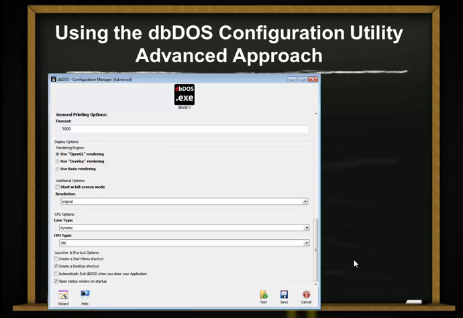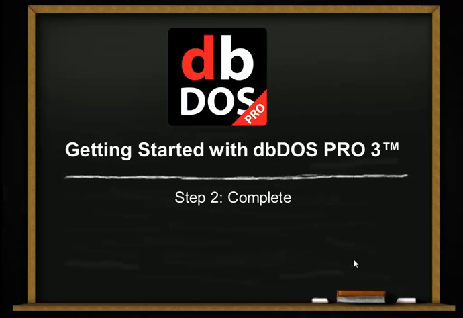When you're done, you can hit the test button and it'll go out and show you what's going on, or you can hit the save button and it'll also do that for you as well. So that's really how easy it is to install and configure a dbDOS configuration.